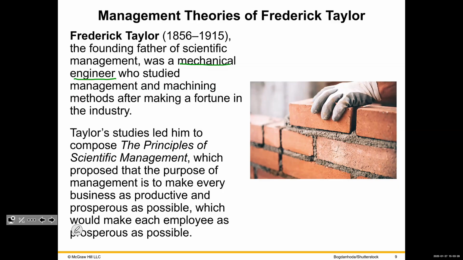But basically what he studied was mostly management of machines and how to make a fortune in industry. So he did the principles of scientific management here, and that basically says that each part of the process should be positive or productive. So how does that relate to the scientific method?